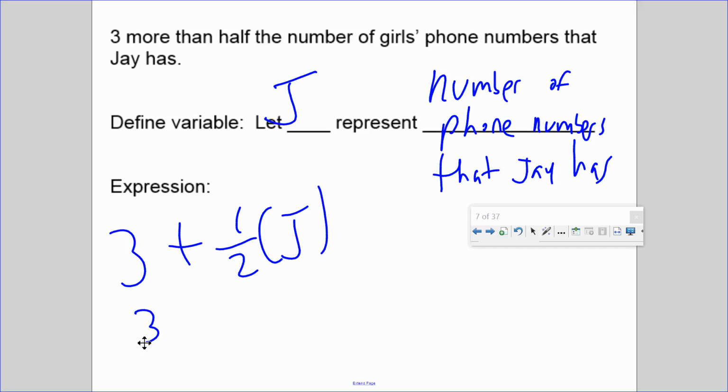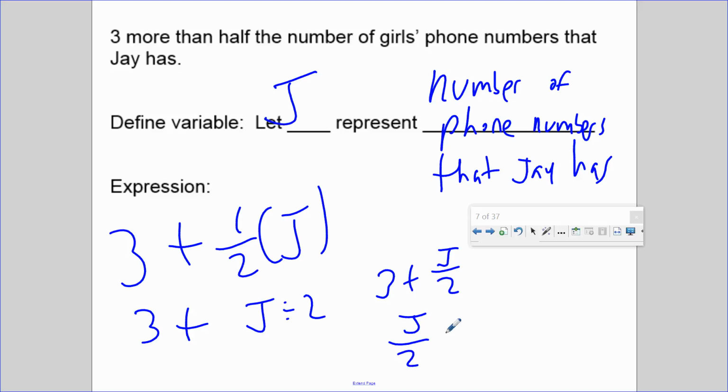We could write J plus 3, or 3 plus J divided by 2, because half means the same thing as dividing by 2. We can even do J divided by 2 plus 3, because when you add, it does not matter. This is the commutative property. It doesn't matter if you add before or after.